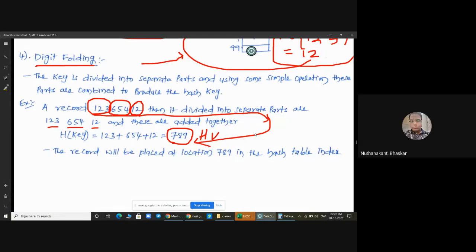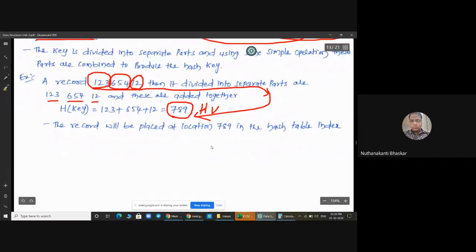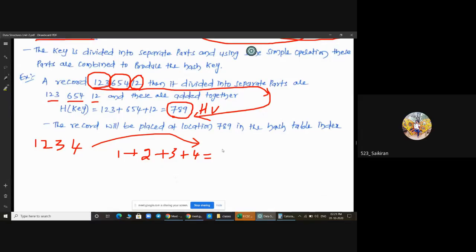Folding is not only addition. Some people will get confused. As per your requirement, you can use this folding mechanism. For example, 1, 2, 3, 4. Now I want to store this data. Why have you taken three digits? As per the requirement, I have taken. I can take one digit also: 1 plus 2 plus 3 plus 4. What is the output? 10. Now we are going to store 1234 at the 10th index of my hash table.